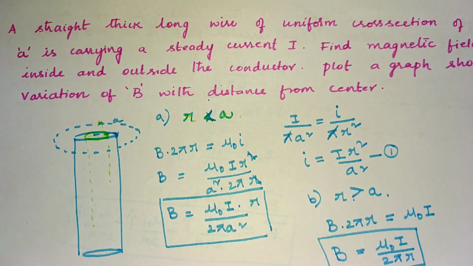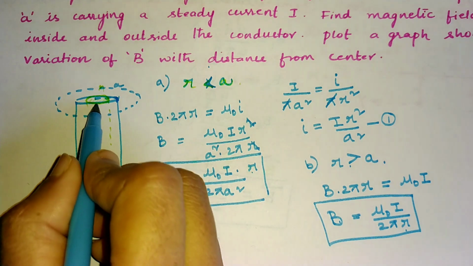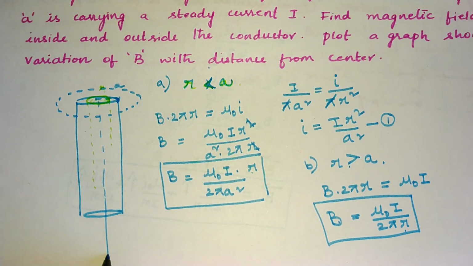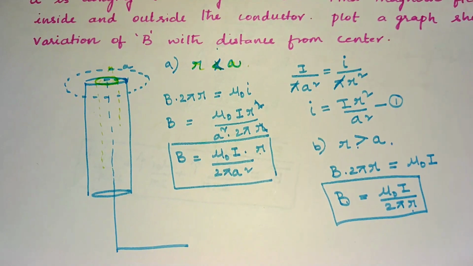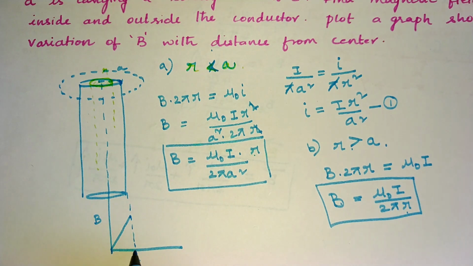Now look at this relation. How is the magnetic field related to distance? Inversely. Here it was proportional to distance. In this case it is inversely proportional to distance. So when I plot a graph, taking the reference from the center, if you start from the center, from center to surface, the magnetic field is linearly increasing. Beyond this, the magnetic field will start decreasing. Somewhere at infinity it will meet the x-axis. So the nature of the graph is a straight line followed by a curve.